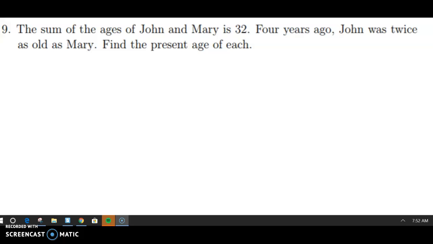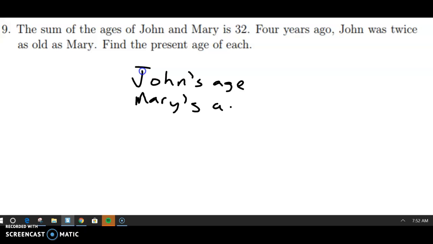As you do any type of word problem, you want to define your variables and then go ahead and make sense of the problem. So, in this case, our unknowns are John's age and Mary's age. We're going to call John X. We're going to call Mary Y.